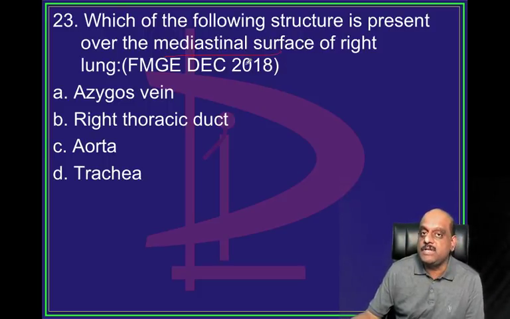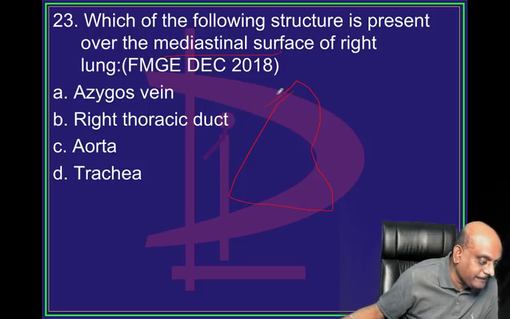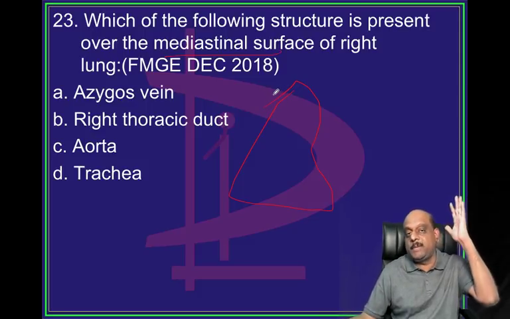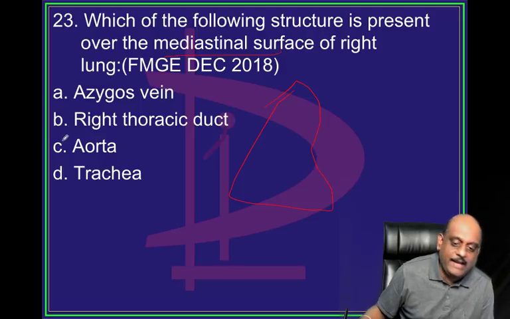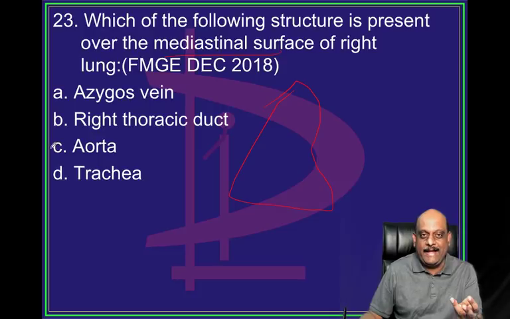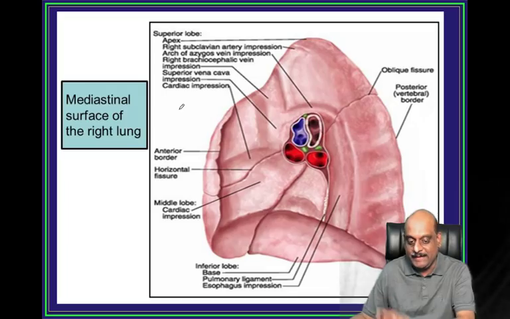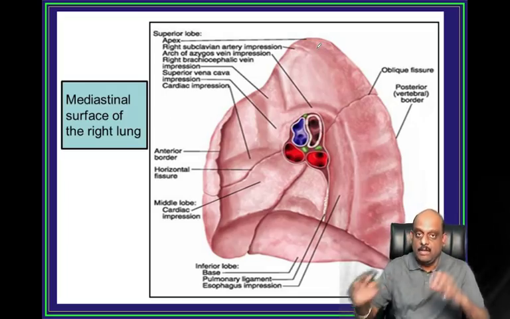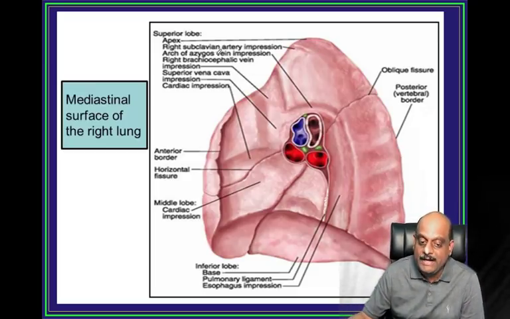Now, mediastinal structure of the right lung. Which structure is present? Question number 23, punch your answers, doctor. Satya Mitra Chaudhary is saying azygous vein. We have to accept his answer. Azygous vein, good.